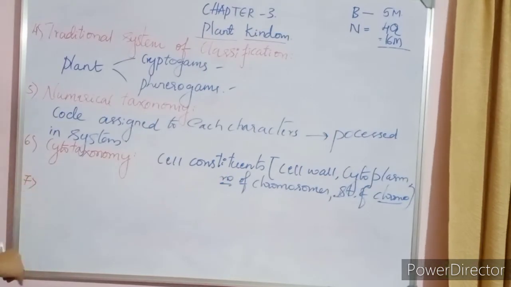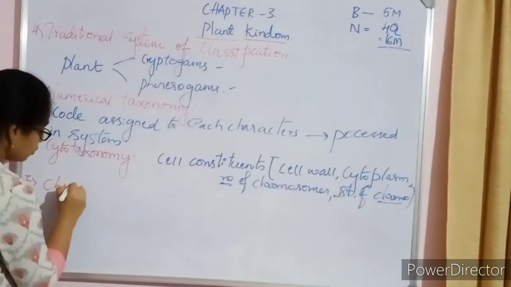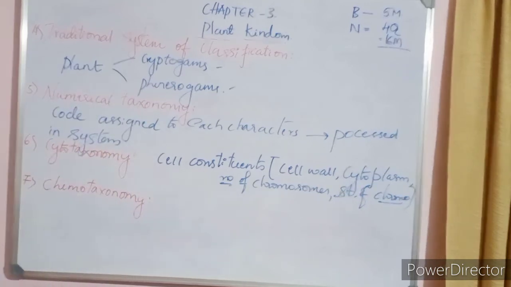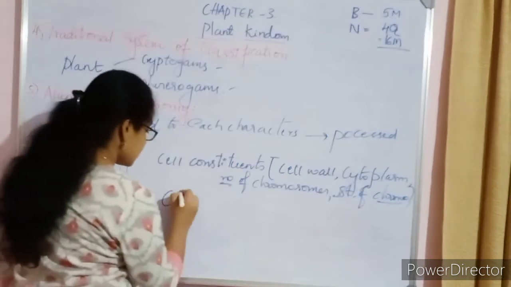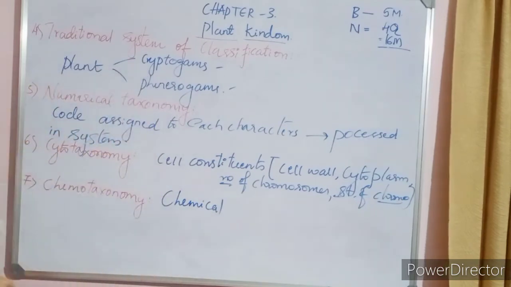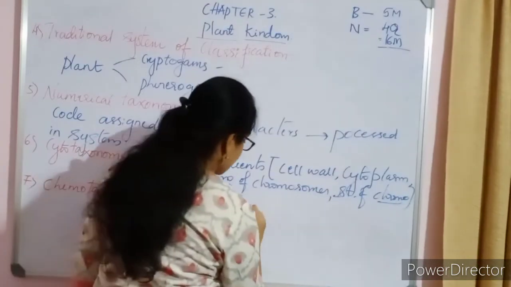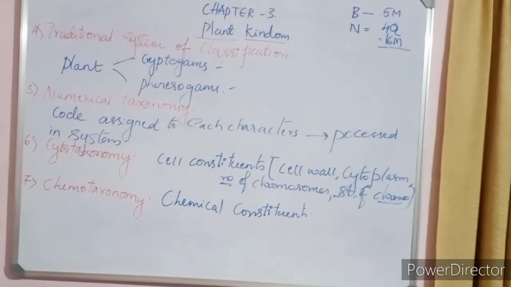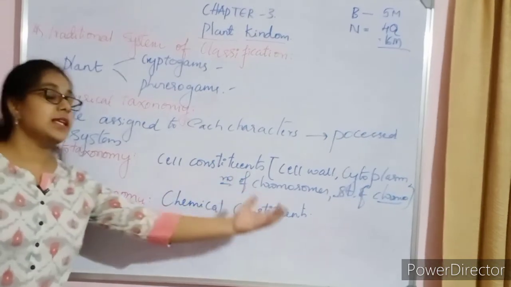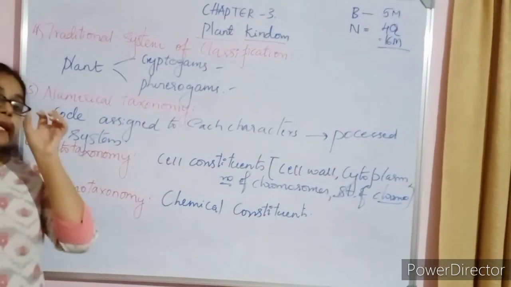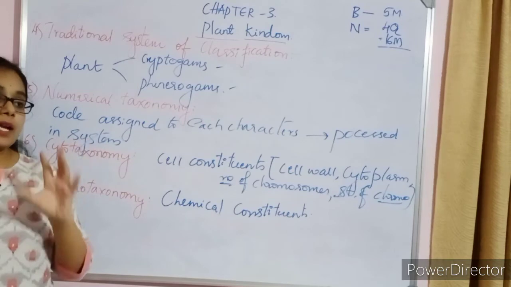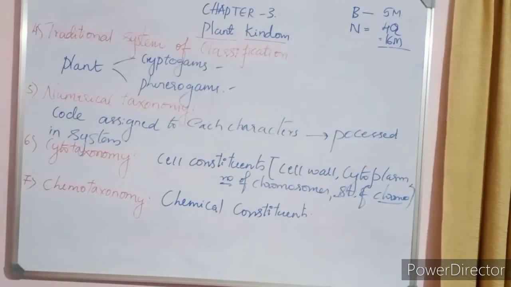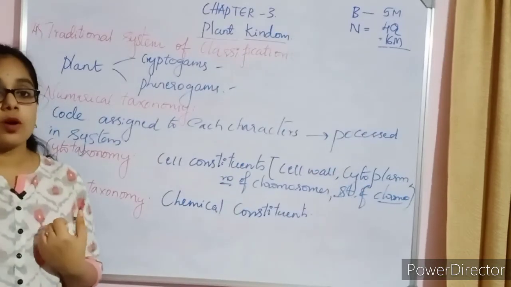And the last one is called chemotaxonomy. So what is this chemotaxonomy? Chemo means chemical. So based upon the chemical constituents, classification was done. Okay, so it is again easy. Chemotaxonomy is based upon the chemical constituents. So they are going to check out the different chemicals present in plants. Plants which have similar chemicals were placed into one group, and those which have dissimilar chemicals were placed under another group. So this is how the process of classification was done.